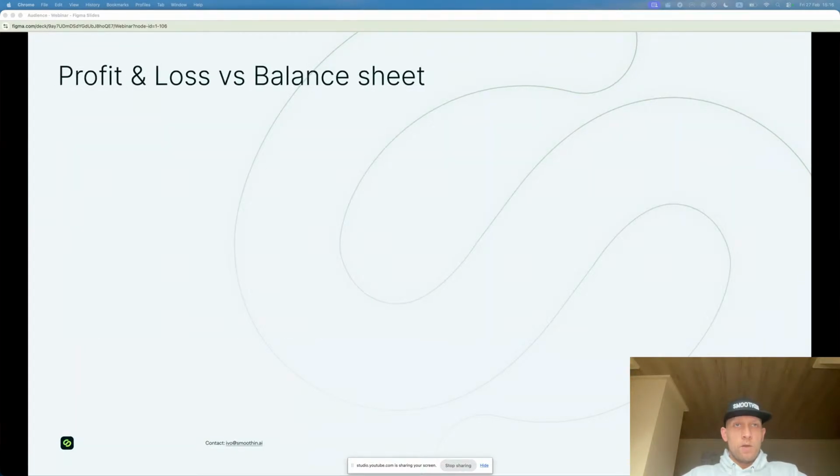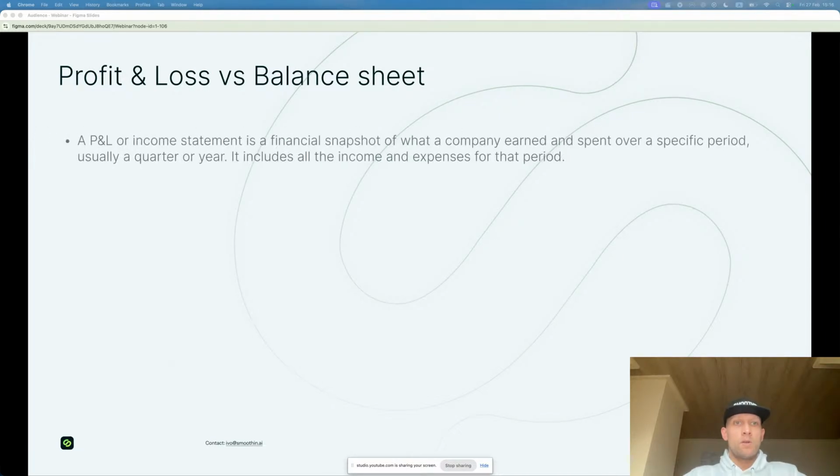Now, the other document that we get out of accrual accounting is balance sheets, right? The purpose of a profit and loss that we just went over, or income statements, they're also called income statements. So if anybody tells you income statement, just keep in mind it's the same thing as profit and loss. A profit and loss, or an income statement, is a financial snapshot of what a company earned and spent over a specific period, usually a quarter or a year. I just showed you a year in monthly stats. And it includes all the income and expenses for that period.